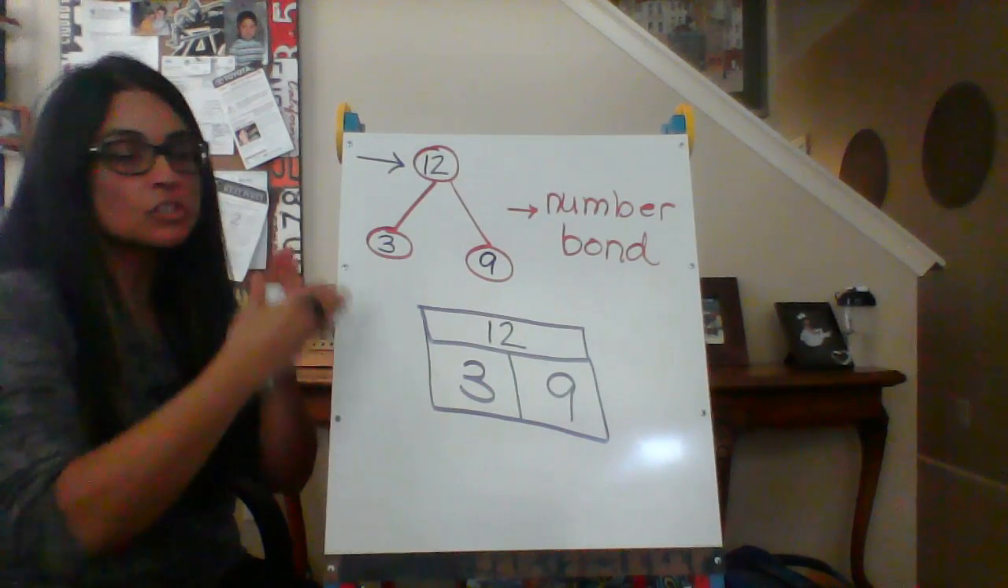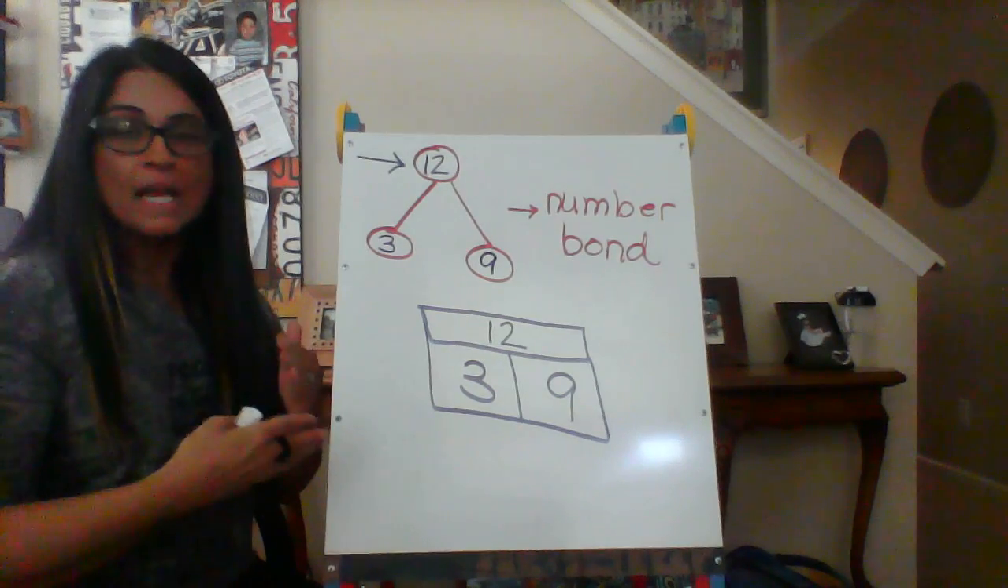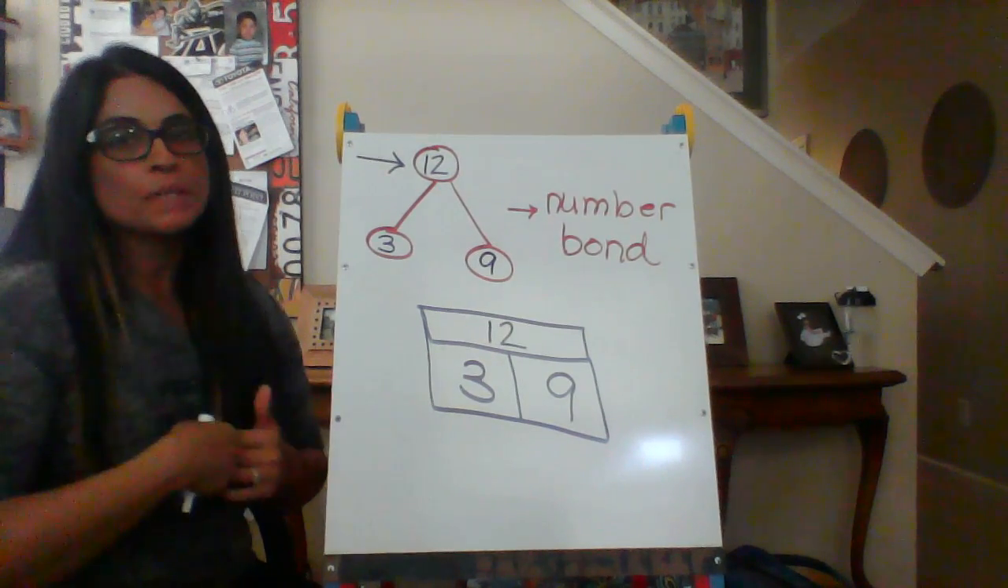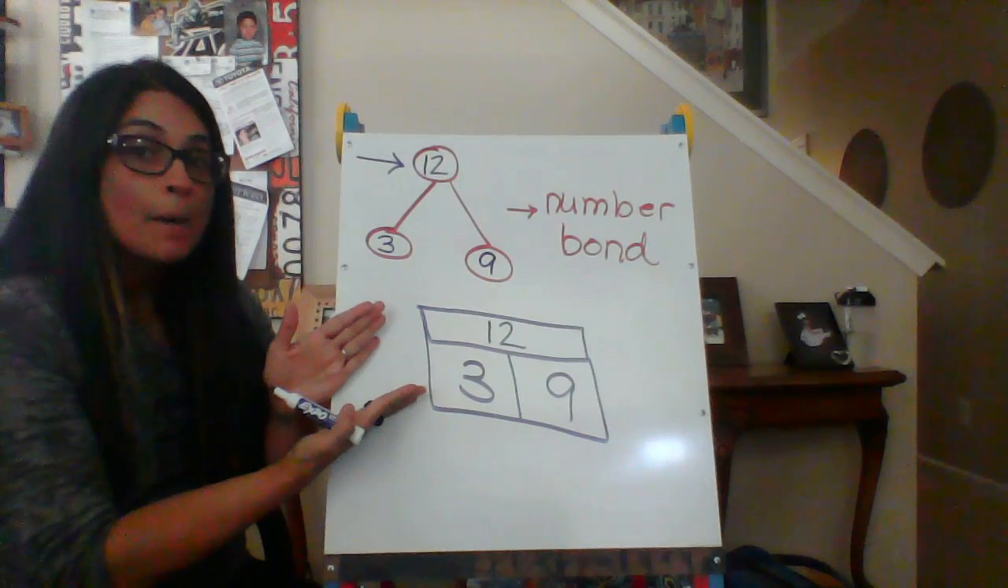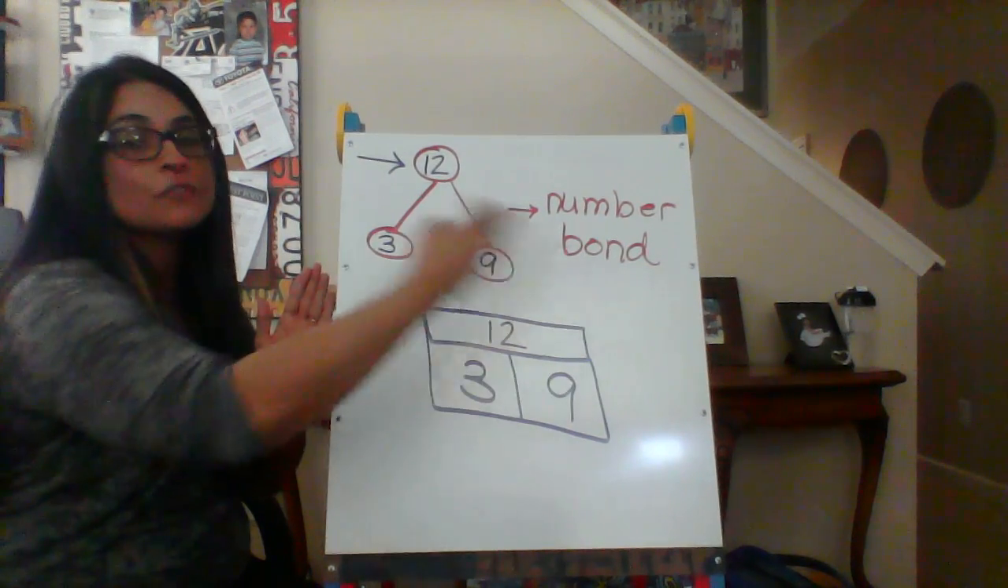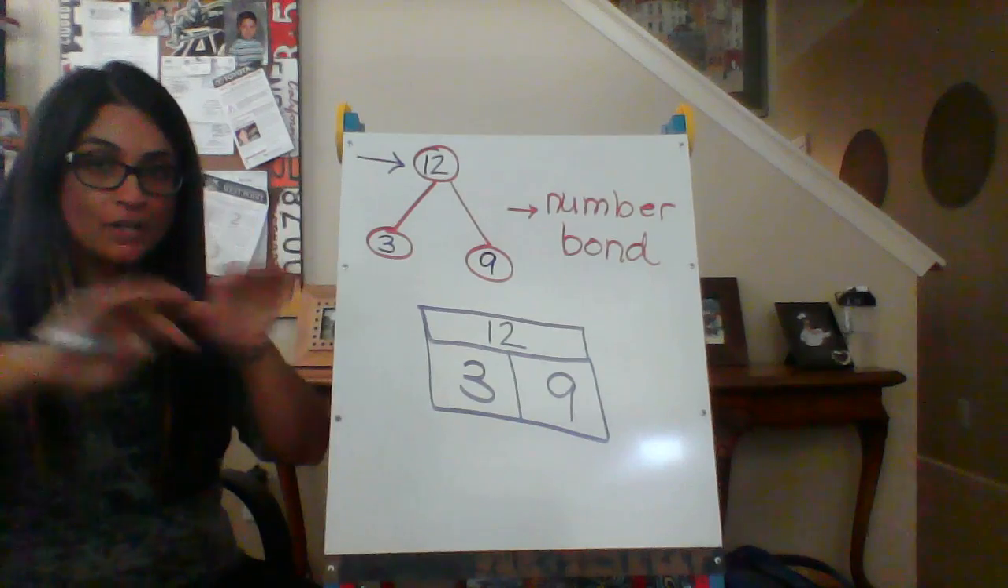So when we start talking more using math words, I don't want you to say, I drew a picture. No, I want you to use math words. I drew a number bond. I drew a bar model. These are different ways to show part, whole.